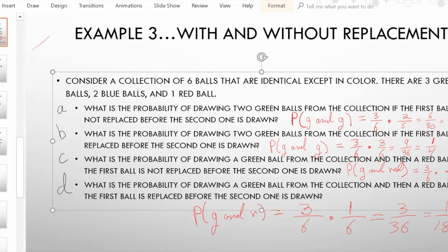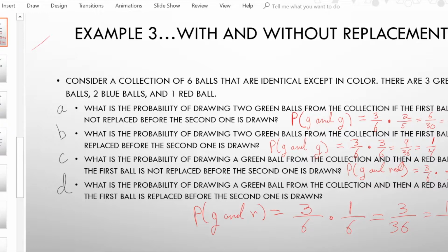Alright, so thank you guys for correcting me after I finished the entire example on a video that is now going to be recorded. 3 over 36 actually reduces to 1 out of 12.